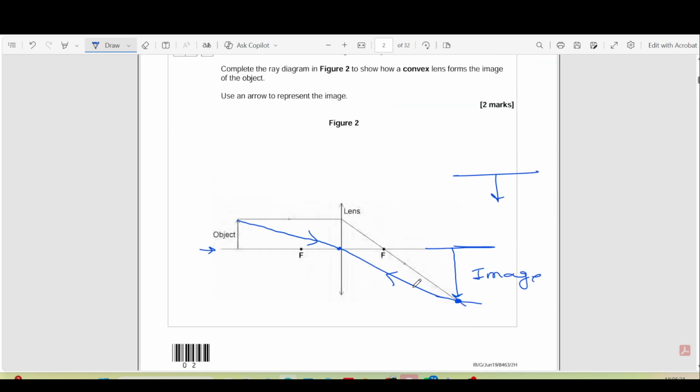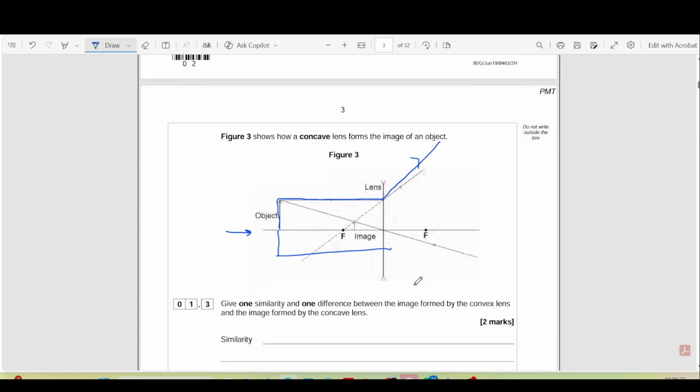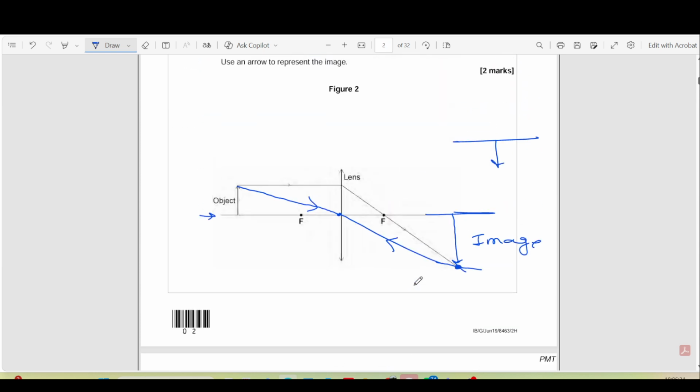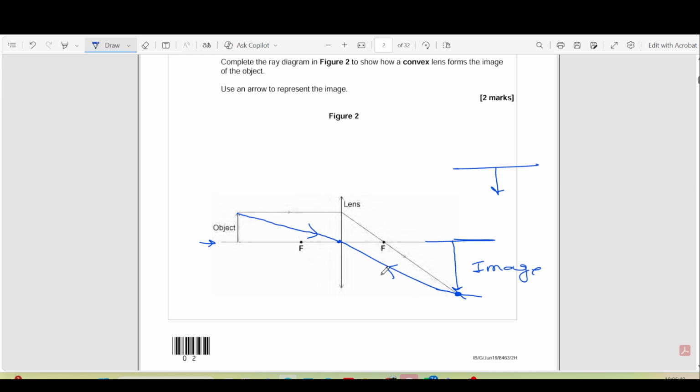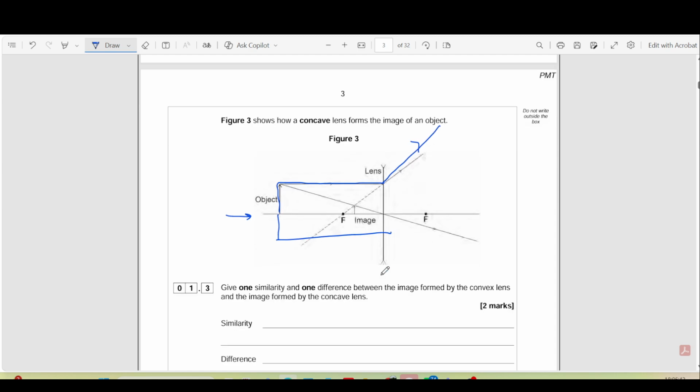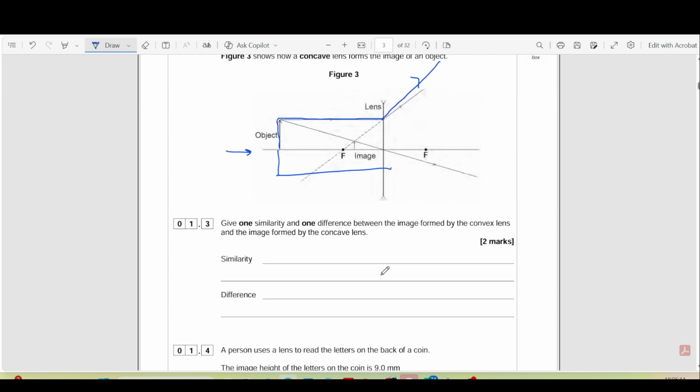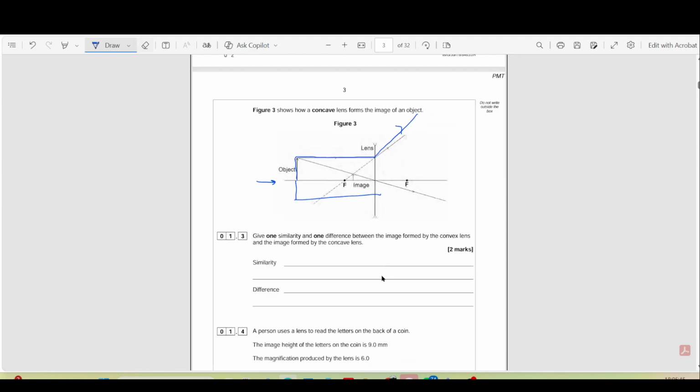Did you do it? Yeah. Did you get it? Yes, yeah. Okay. Let me erase this.